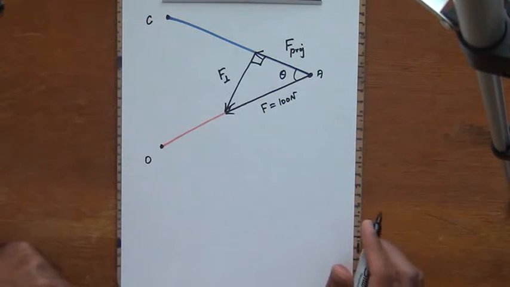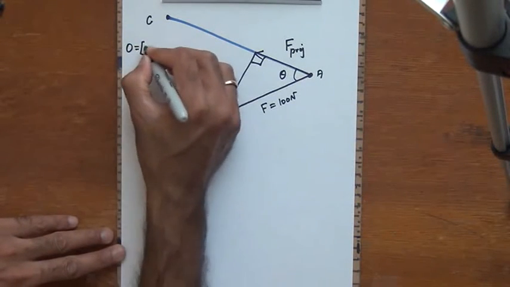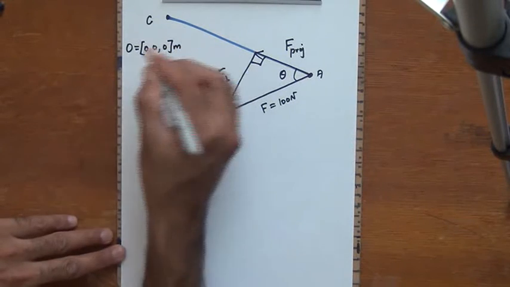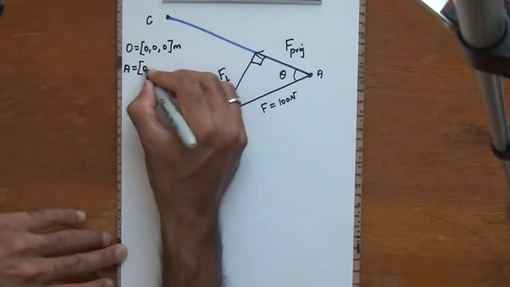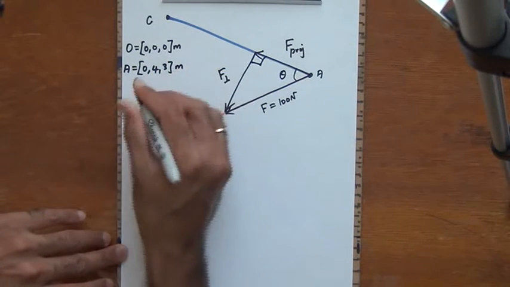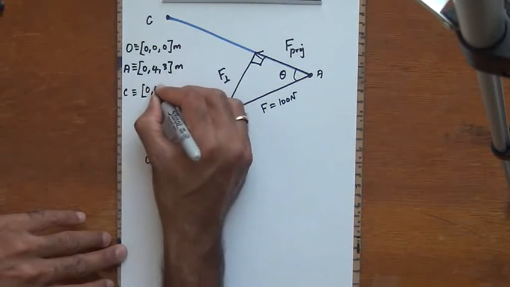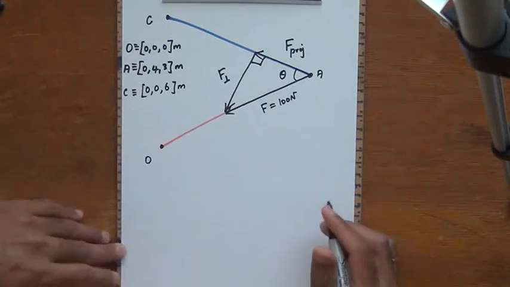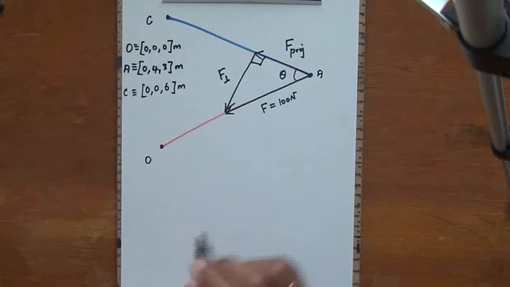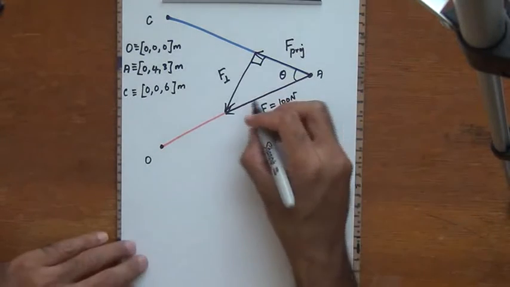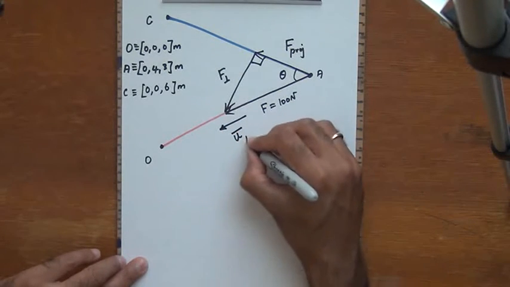Alright, and we also have information on the coordinates of A, O, and C. Just to rewrite that once again, so 0, 0, and 0 meters. Point A from the previous page was 0, 4, and 3 meters, and point C, a point on the z-axis, was at a height of 6 meters along the positive z. Now the unit vector along the line from A to O, this is not UOA, this is UAO, and that is really important to understand. Right, so this unit vector is UAO.